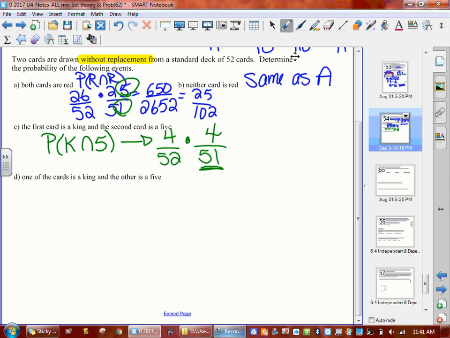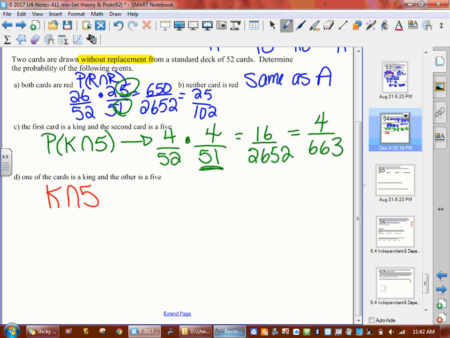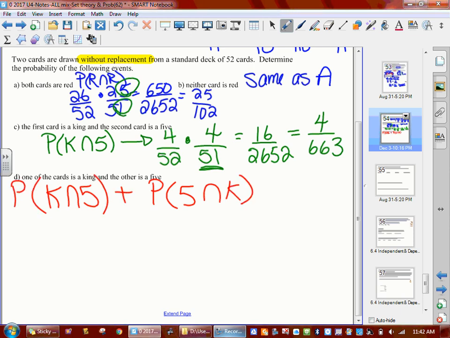Now, the tops didn't change, though, because 5s and kings are different. That's why. So now we want them in that order, 16 in 2652, which is going to reduce to 4 in 663. Now, letter D says you want to pick a king and a 5, but does it tell you the order? No. When it doesn't tell you the order, you have to consider both orders. So you have to consider the order king and 5, and then you have to consider the order 5 and king. So you consider both orders and then you add them.